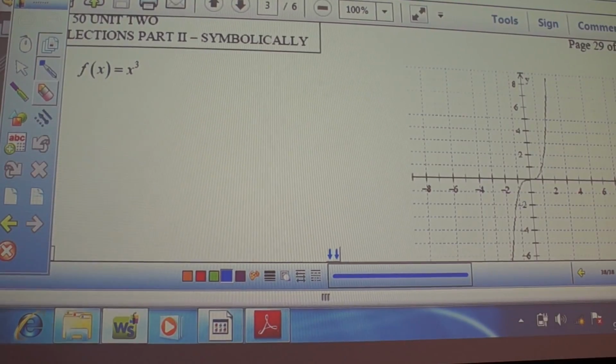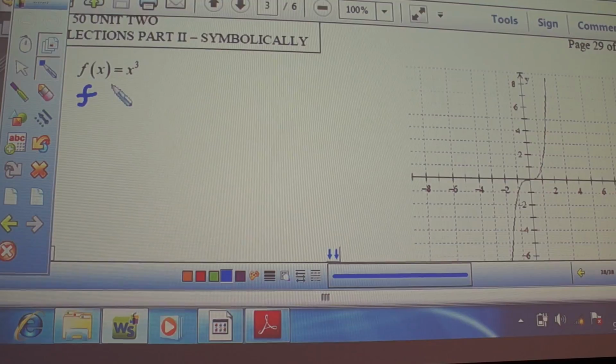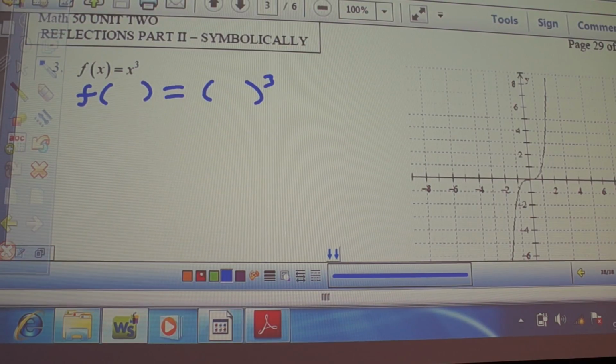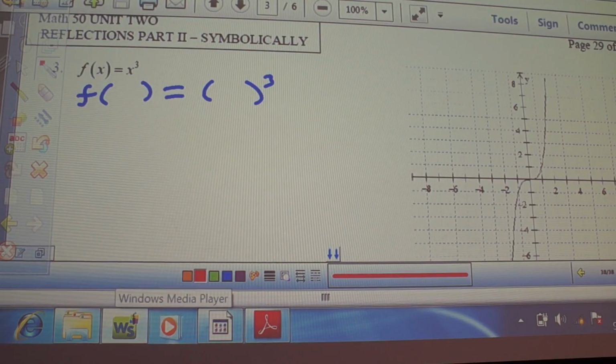So we'll go over number 3. Again, I'm going to write f of x, but anytime you're substituting in for x, you're just going to rewrite the same function, only every time you see an x, you're going to put a giant parentheses. So that's my setup for substituting for x.